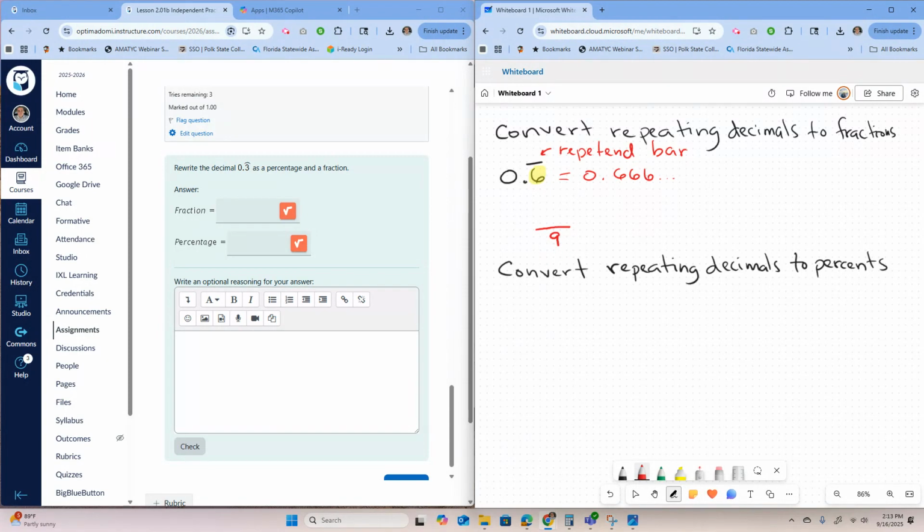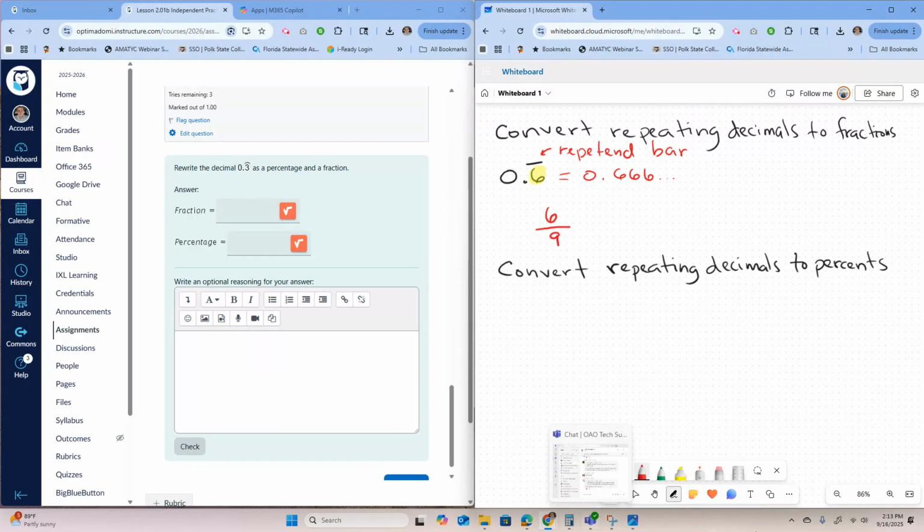How many 9s you write depends on how many digits are under the bar. Since I only have one digit, 6, I'm going to put one 9 on the bottom. And the number under the bar is 6, so that's what I put on the top. 6/9. And you can see I made it into a fraction.